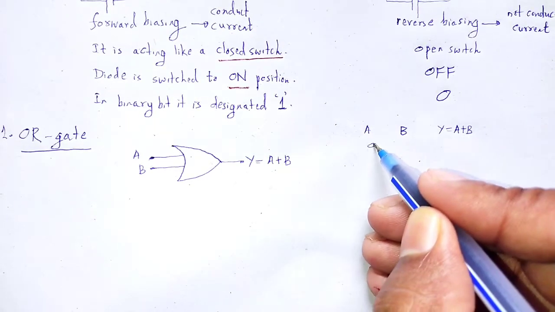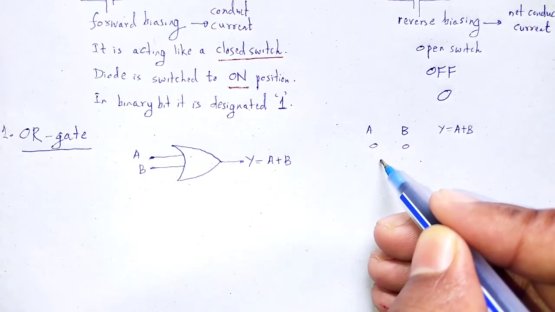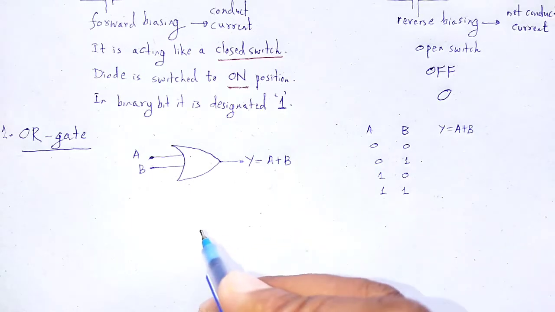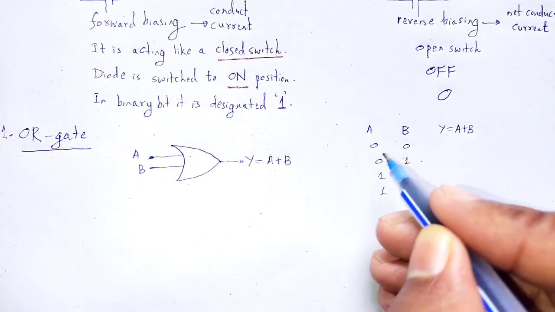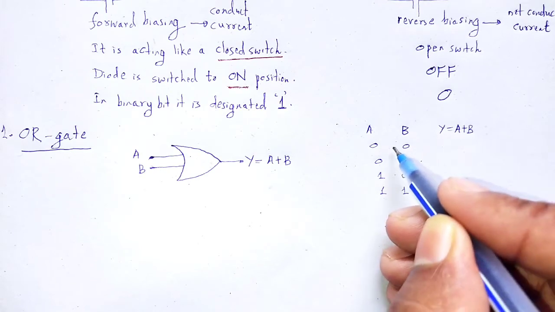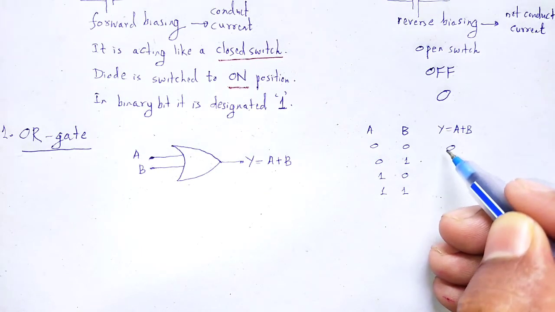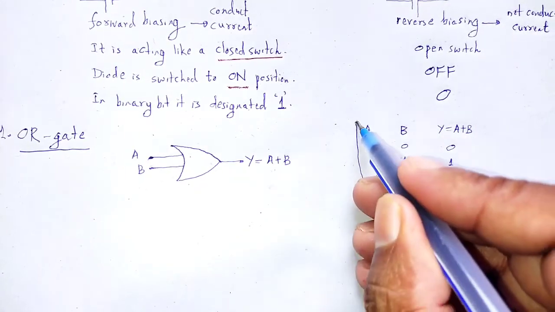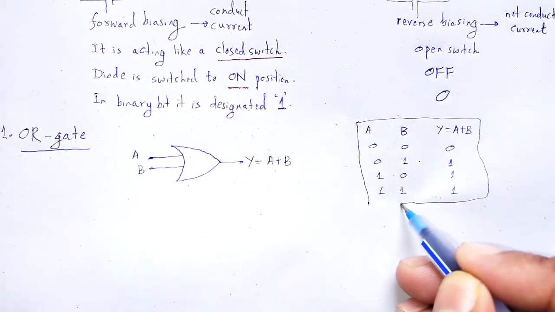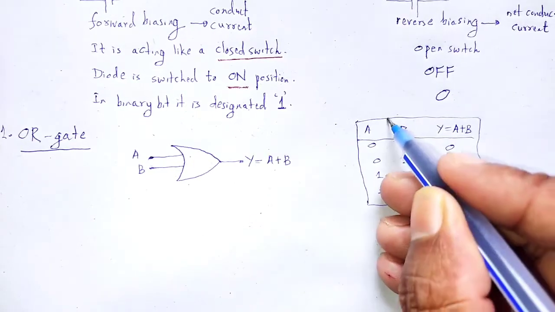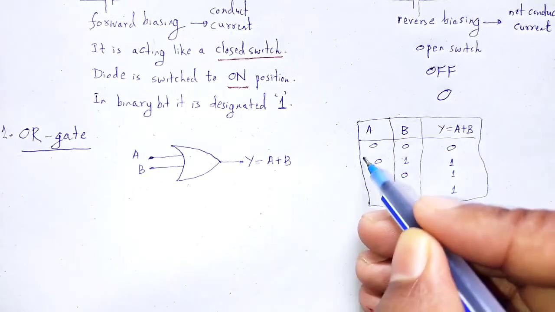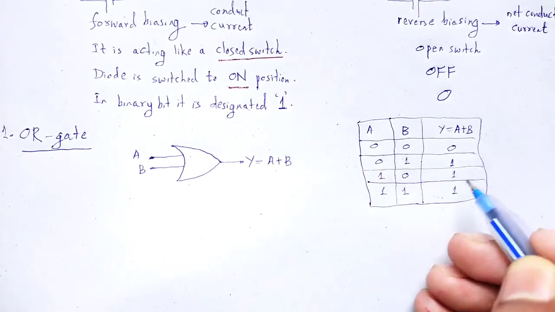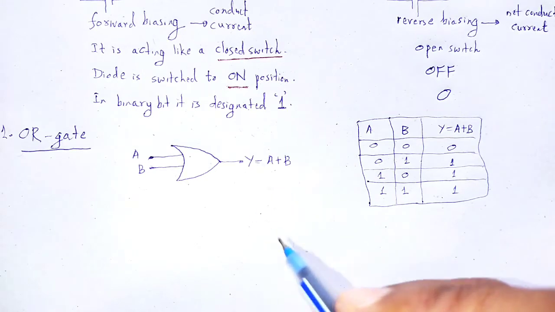The possible situations are 0 0, 0 1, 1 0, 1 1. In the OR gate, only when both inputs are 0 is the output 0, otherwise it will be 1. Now we have to realize all these situations by taking diodes.